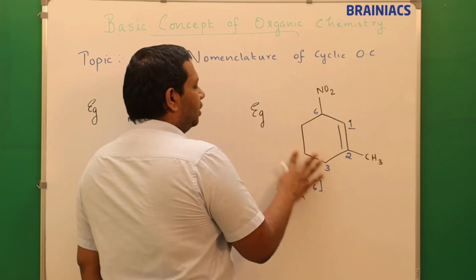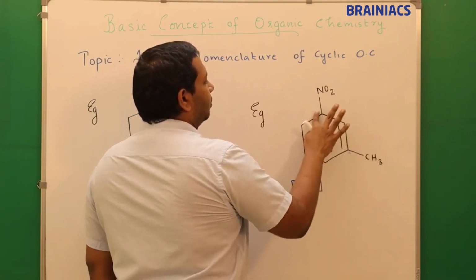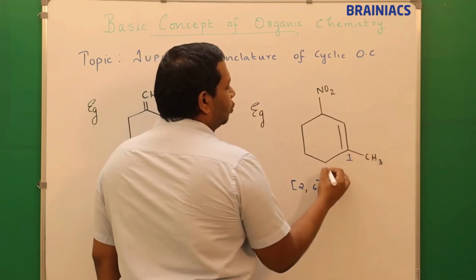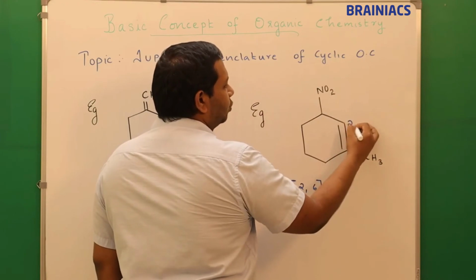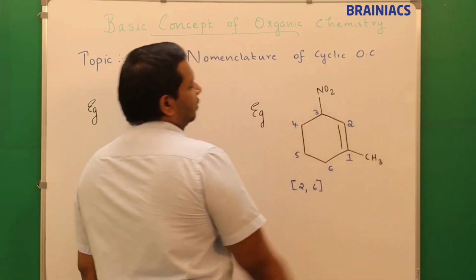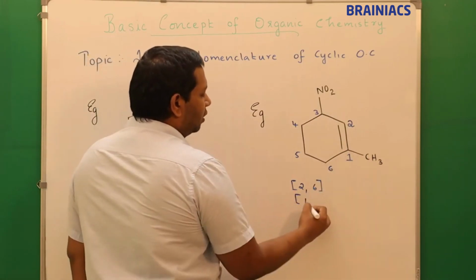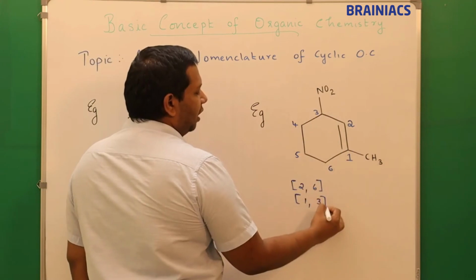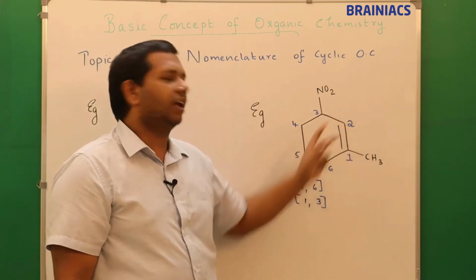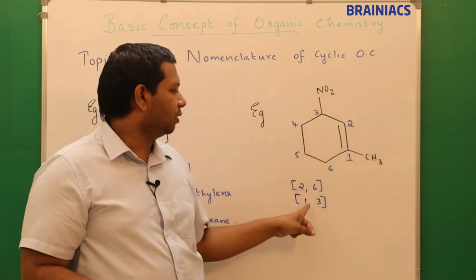Suppose somebody is numbering it in this way. Here he gives 1 here. Can 2 be here? No, it should be continuous. 2 should be here, and 3 here, then 4, 5, 6. Now the substituent locants become 1, 3. As per the first point of difference rule, in both cases the double bond gets 1 and 2, so next we look into the substituents, with locants 2, 6 and 1, 3.